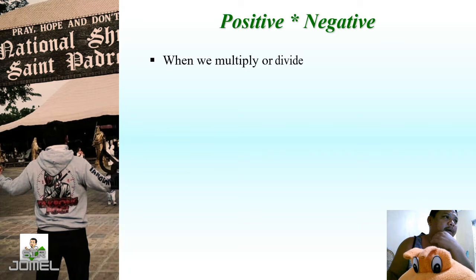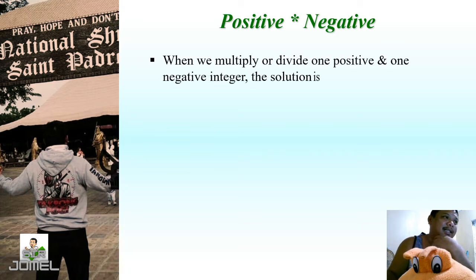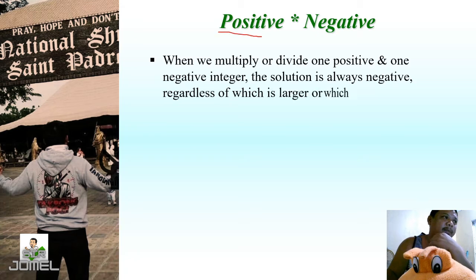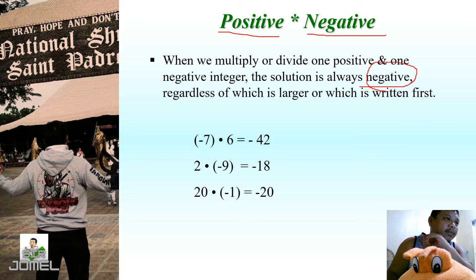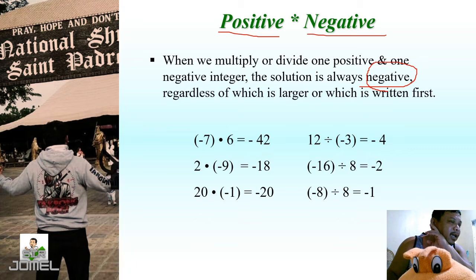How if we have unlike signs? Yung tinatawag natin unlike signs. So we have positive and negative. So when you multiply or divide one positive and one negative integer, the solution is always negative. Take note of that. Yun ang pagkakaiba nila, regardless of which is larger or which is written first. So, yun ang pagkakaiba dun sa ating guidelines sa addition and subtraction of integers.